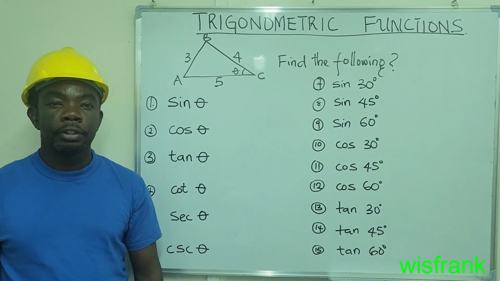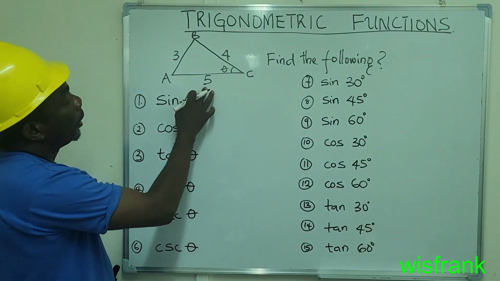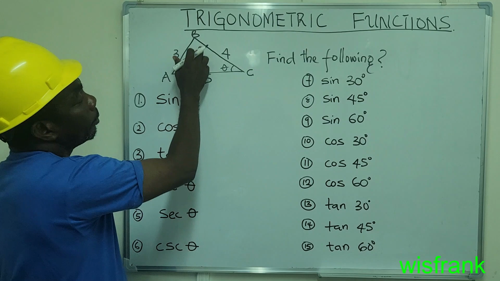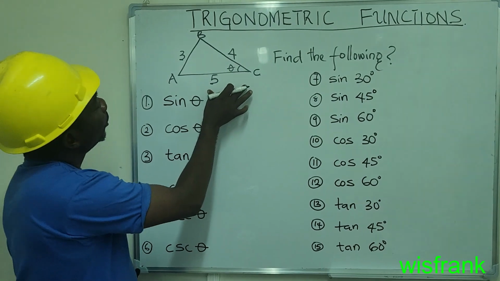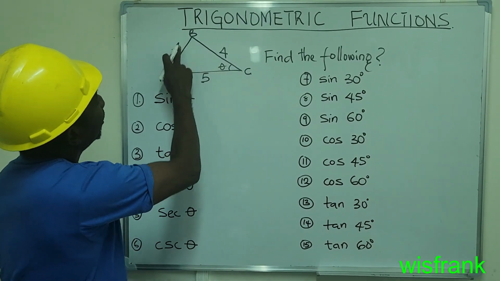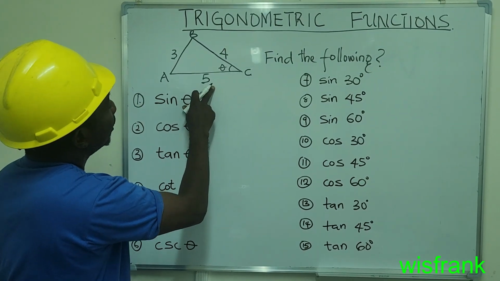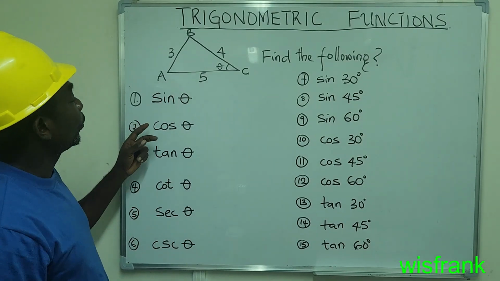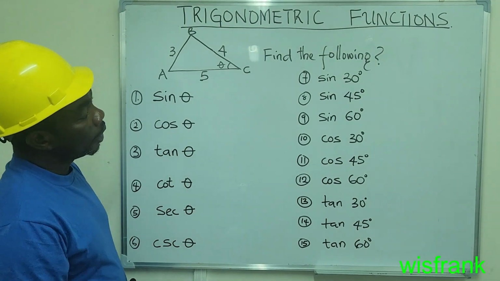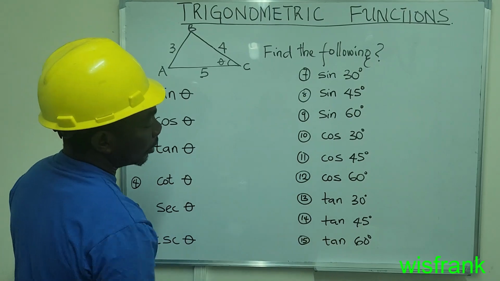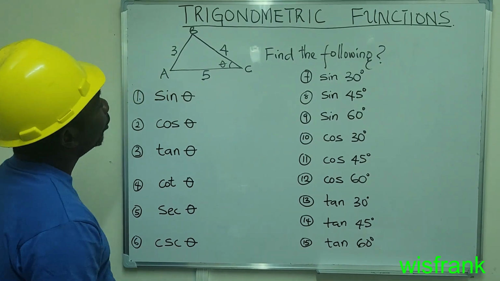So today we'll be looking at trigonometric functions. The triangle is given, triangle ABC, which has an angle theta. This triangle has an opposite side which is 3, an adjacent side which is 4, and a hypotenuse side which is 5. So we are going to look at sine theta, cos theta, tan theta, cot theta, sec theta and cosec theta. Then we'll be looking at the sine and cos of 60, 30, 45 and tan of those angles.